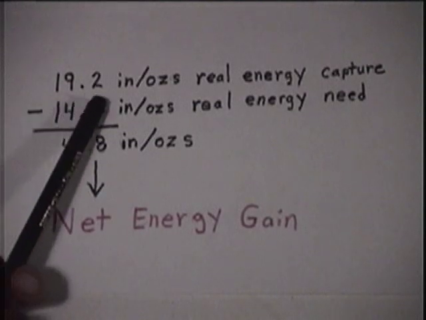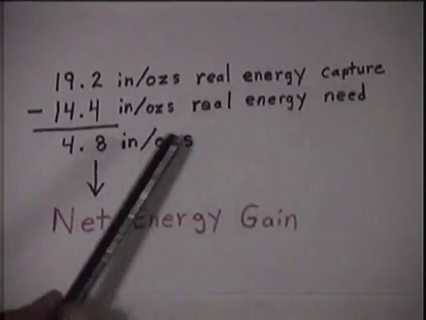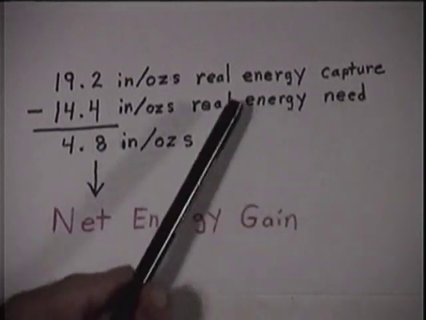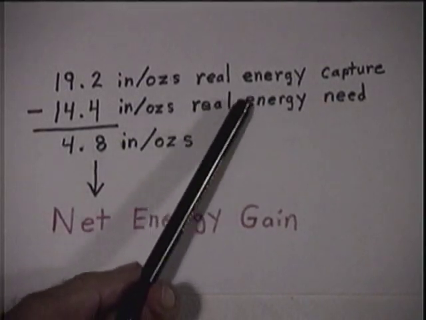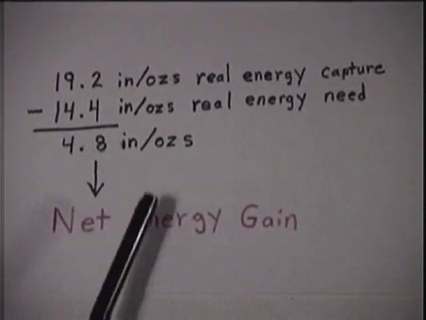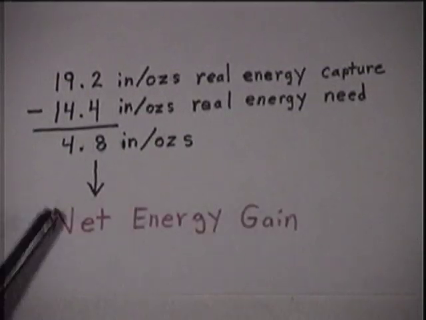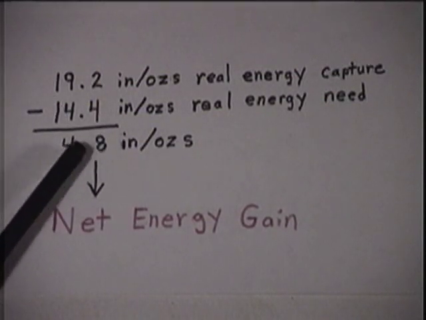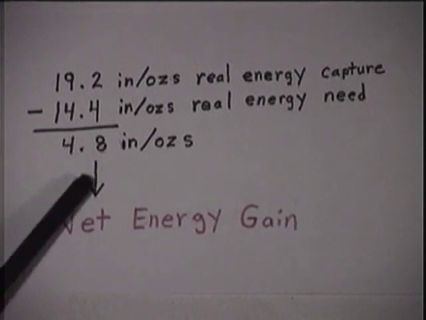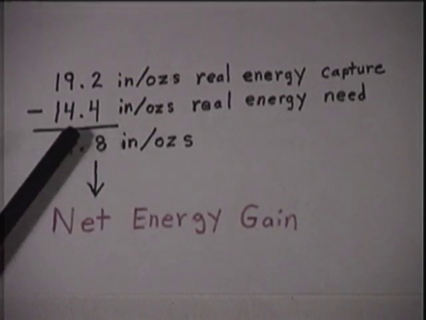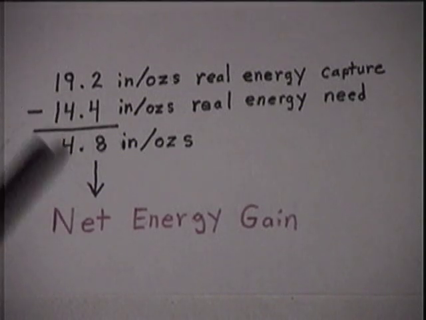Now, 19.2 inch ounces is the real energy captured up to this point. We subtract out the 14.4 inch ounces, the real energy needed to raise the pendulum back to the 45-degree angle, and we get 4.8 inch ounces. Now this is a net energy gain, the final net energy gain. We could use this energy to do work outside the system, for example, to turn an electrical generator to produce electricity. According to these calculations, my two-stage oscillator is a success. It is a free energy device.